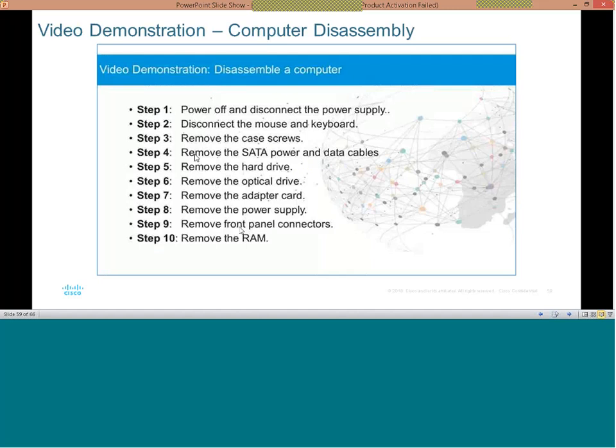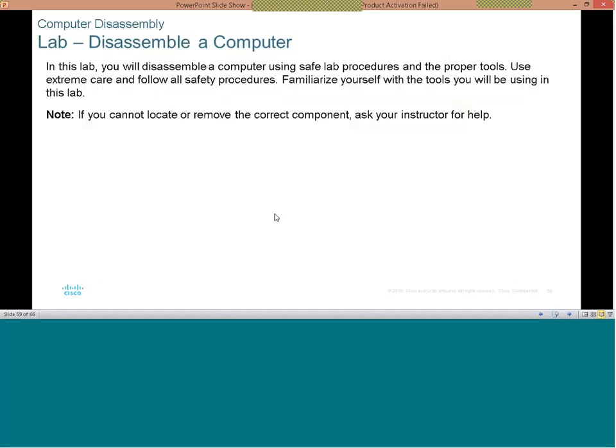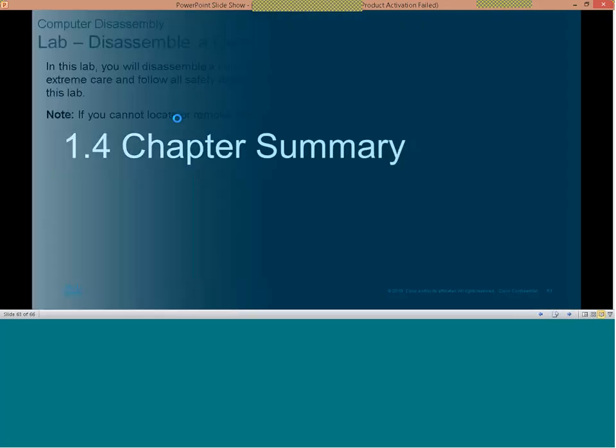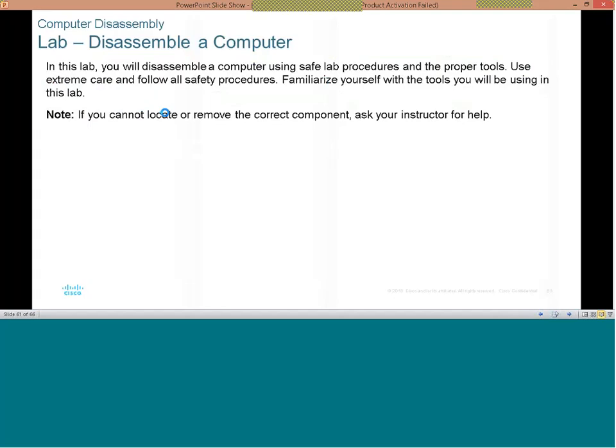All these are procedures to follow. Once you follow these procedures, then you can bring out all the components, demonstrate them to your students, show them like we just demonstrated here, and what they do. So once that is done, that has been disassembled.